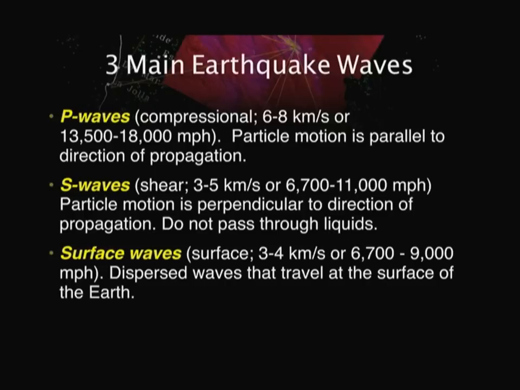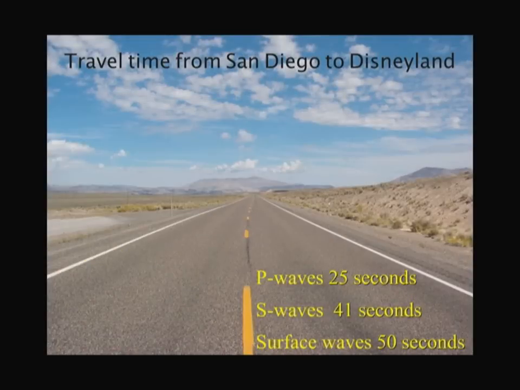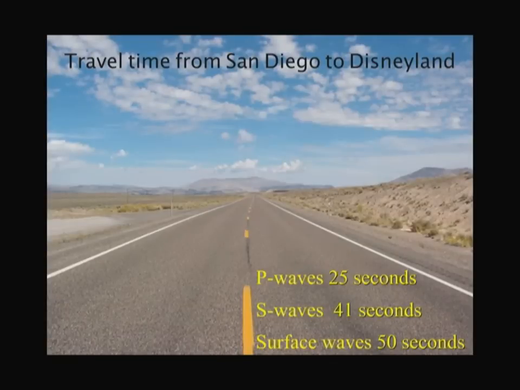And everyone's like, numbers, fast, slow, whatever, I don't care. So the way to introduce P waves, S waves, and surface waves, I think, is to ask your class, who's been to Disneyland? And most of them, if they haven't been, they at least know about it. And say, well, how long does it take to get to Disneyland?